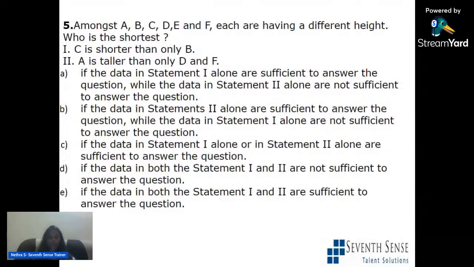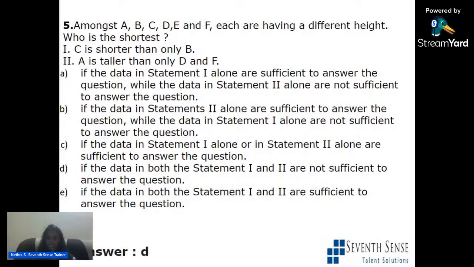Okay, everyone is trying it. Very good. Almost correct answers are there. I hope everyone is getting the logic of how to find the answers in data sufficiency questions. Good. Okay, we'll see the correct answer with a proper explanation.